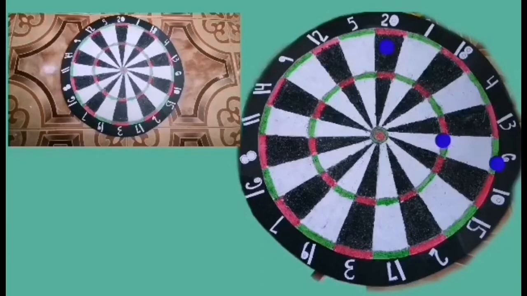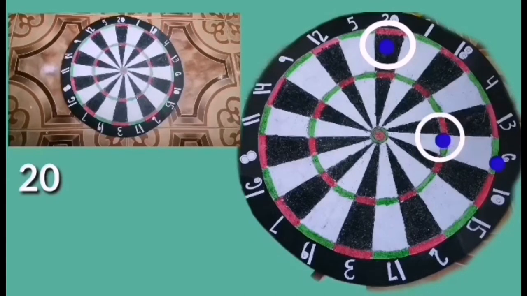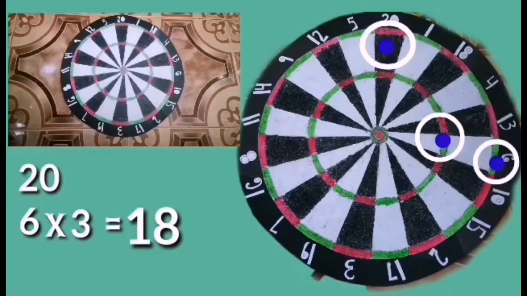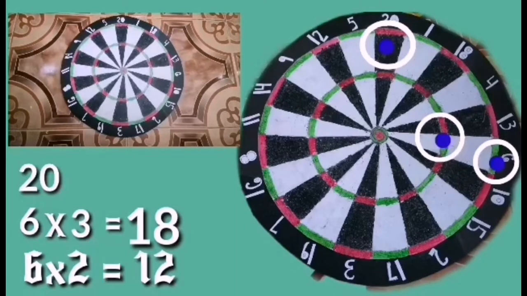Here is an example of how to do scoring on the dartboard. As you can see, these blue points are the example of three dart targets. The first target of the dart is the single scoring area, number 20. The second target is the triple ring, three times the points, number 6. So we triple it, 6 times 3, 18. The last target of the dart is the double ring, which gets 2 times the points, so 6 times 2 is equal to 12.